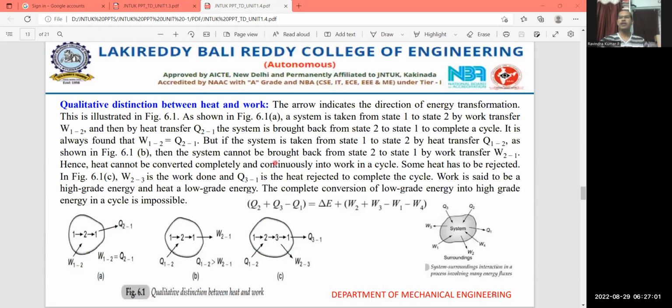Now, there should be some distinction. What is the qualitative distinction between heat and work? In this case, now you have to observe.